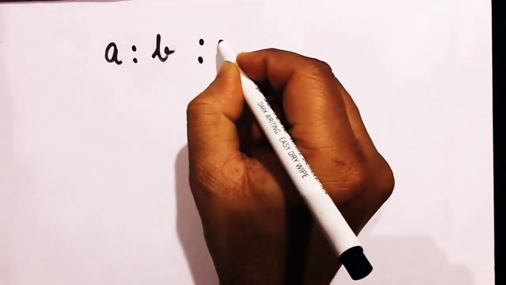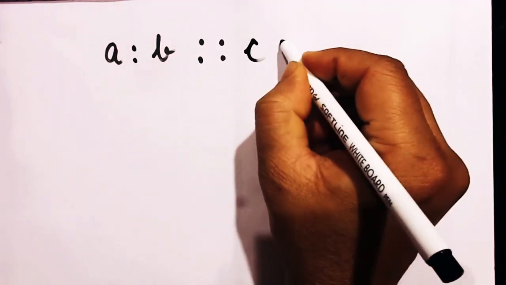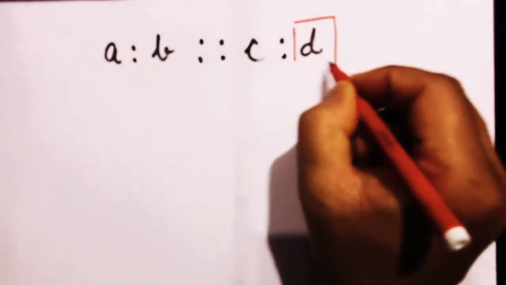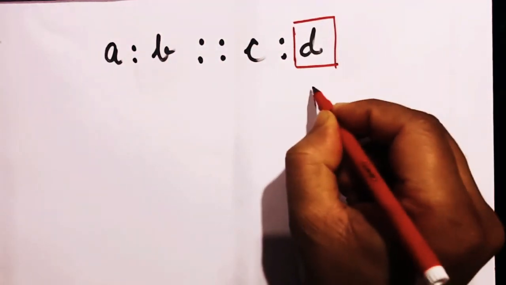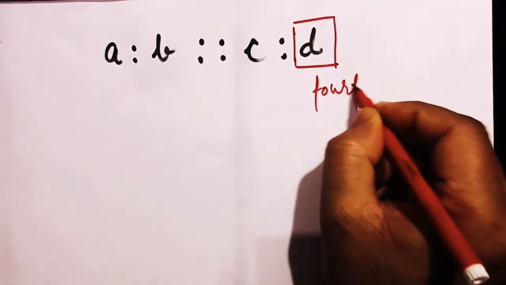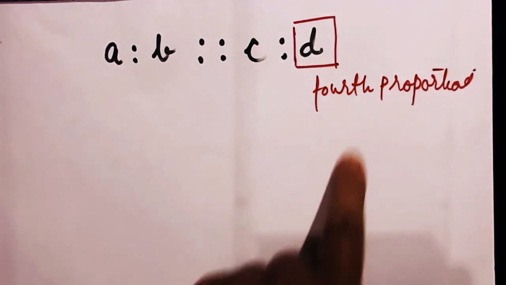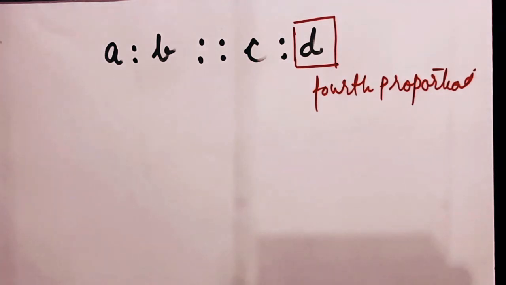Now before we end, let us revise a little: if A is to B is proportional to C is to D, then my dear, this term, the last one, is known as the fourth proportional. Fourth proportional. This is also known as the fourth proportional.